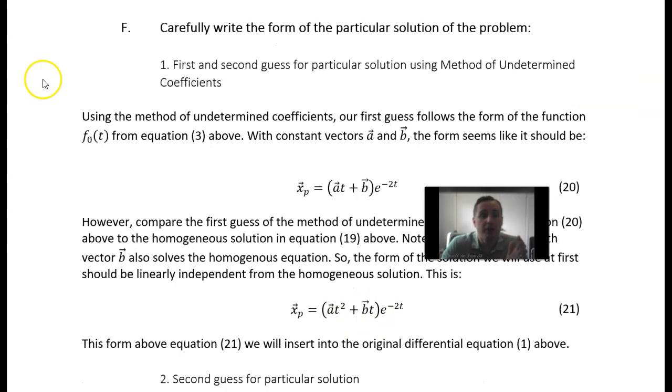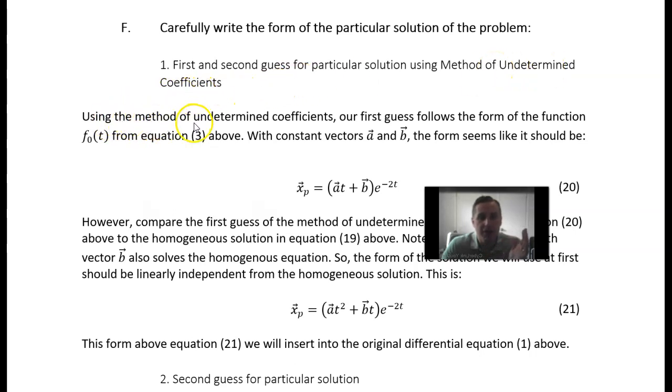This sometimes happens with the method of undetermined coefficients. So how do we carefully write out the form of the particular solution for this problem? Well, we're going to first look at the first guess, and as you'll see, the second guess for the particular solution using the method of undetermined coefficients.